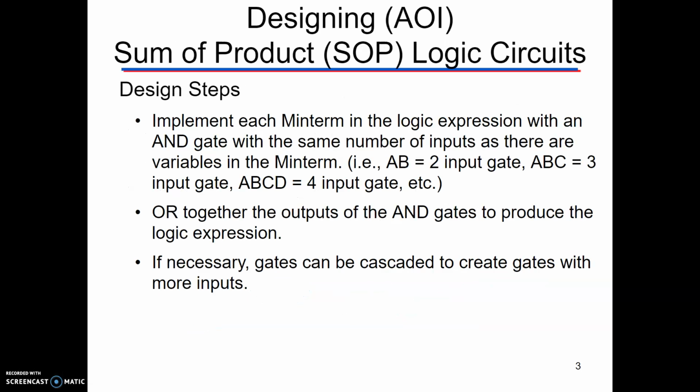So when we look at taking our actual statements and implementing them into an actual circuit, we have to take each minterm in the logic expression with an AND gate and the same number of inputs as there are variables. So for example, in AB we have a 2-input gate, ABC would be 3 input, ABCD 4 input, okay? Then OR together the outputs of the AND gates to produce the logic expression. So if necessary, gates can be cascaded to create gates with more inputs.